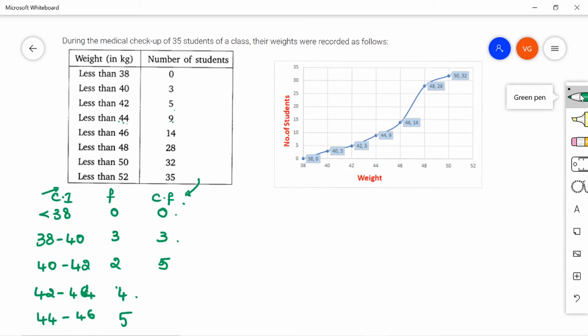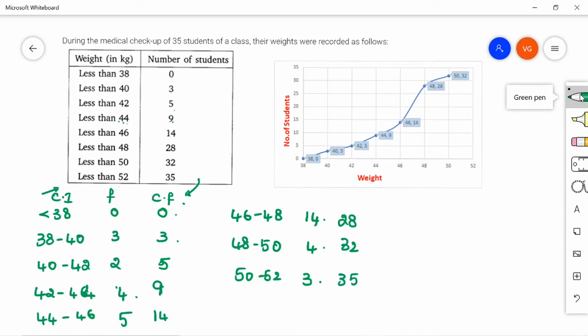Next will be how much? 46 to 48, that will come to 14, right? Next is 48 to 50, it will be 4 here, and 50 to 52, and write it as 3. See here the cumulative frequency I am writing. After 5 you have 9, and then 14, 28, 32 and 35, right?